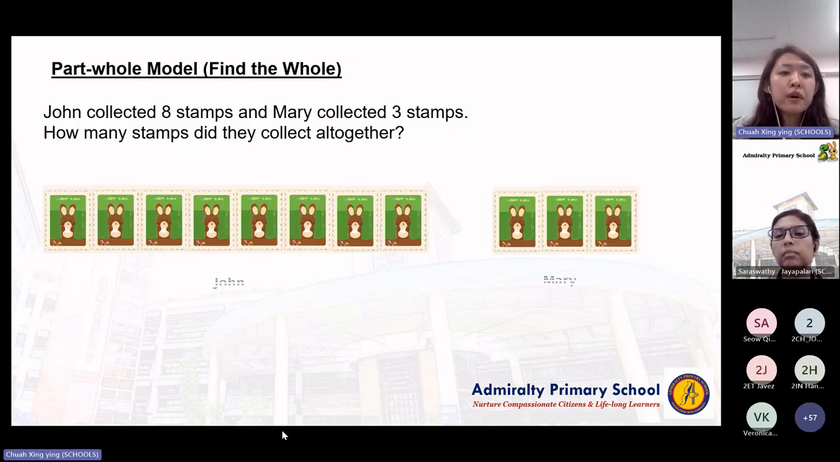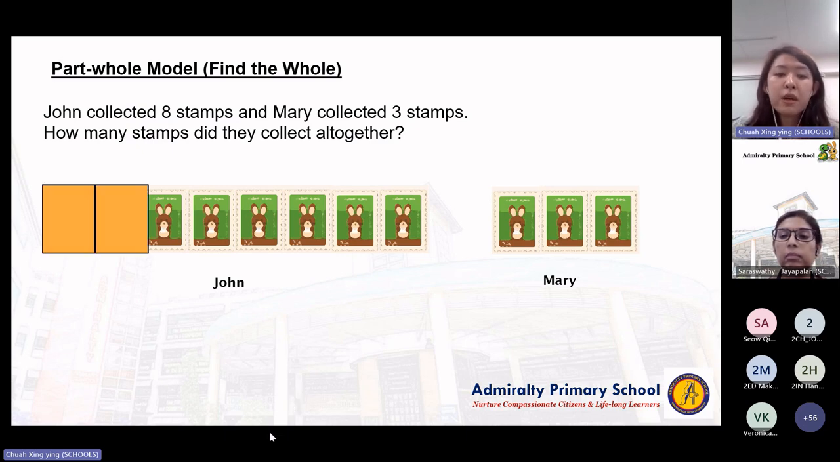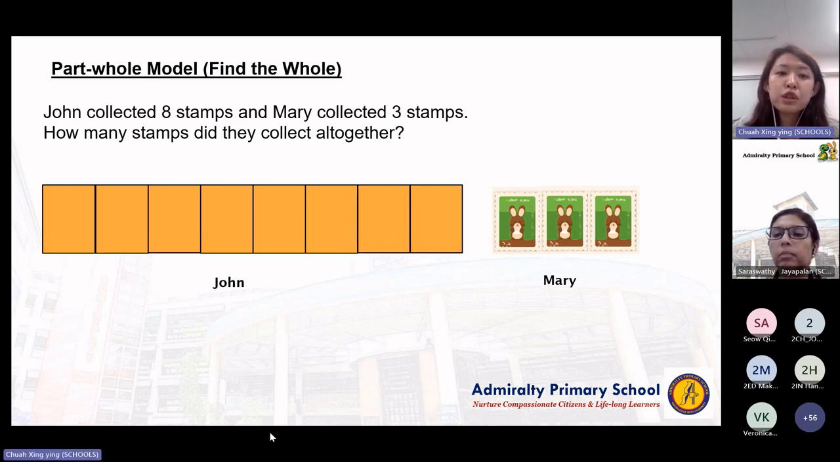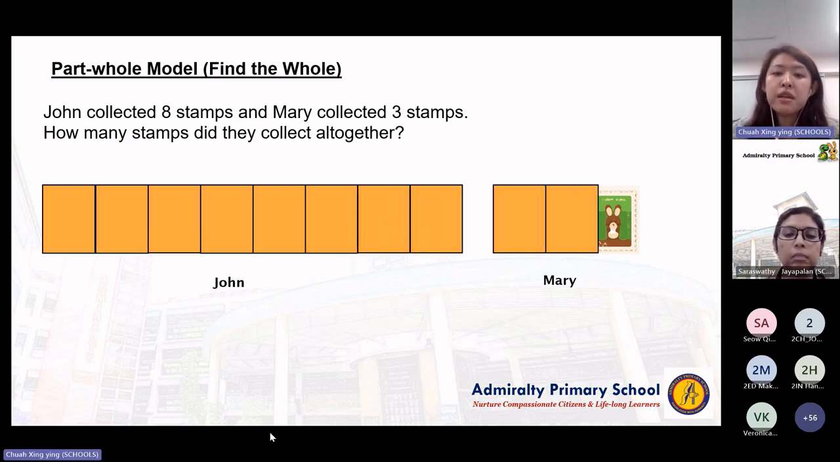Now we move on to part whole models. This is what they've learned in primary 1. Solving simple one-step word problems, we will start with part-whole model finding the whole. John collected 8 stamps and Mary collected 3 stamps. How many stamps did they collect all together? So each stamp will be converted into one box to show 1 unit. So John has 8 units and Mary has 3 units.